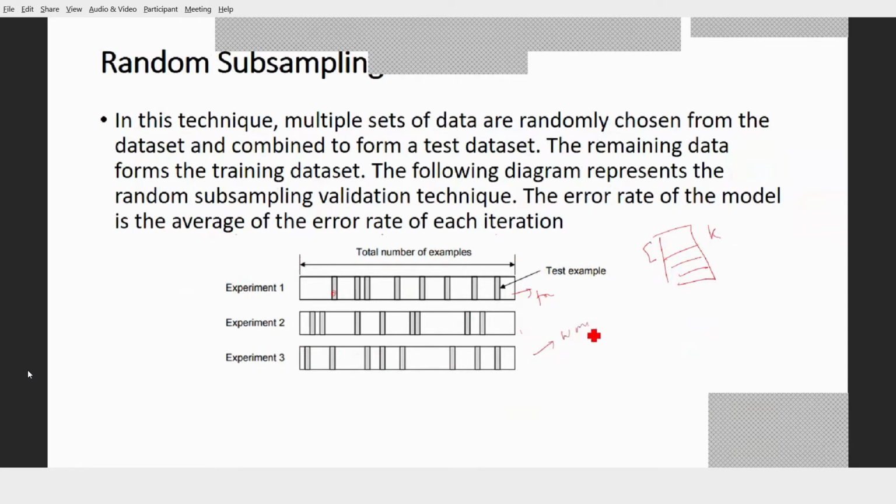This strategy is also implemented in Python, and you can easily choose randomly for training and testing. Repeat your experimentation n number of times.